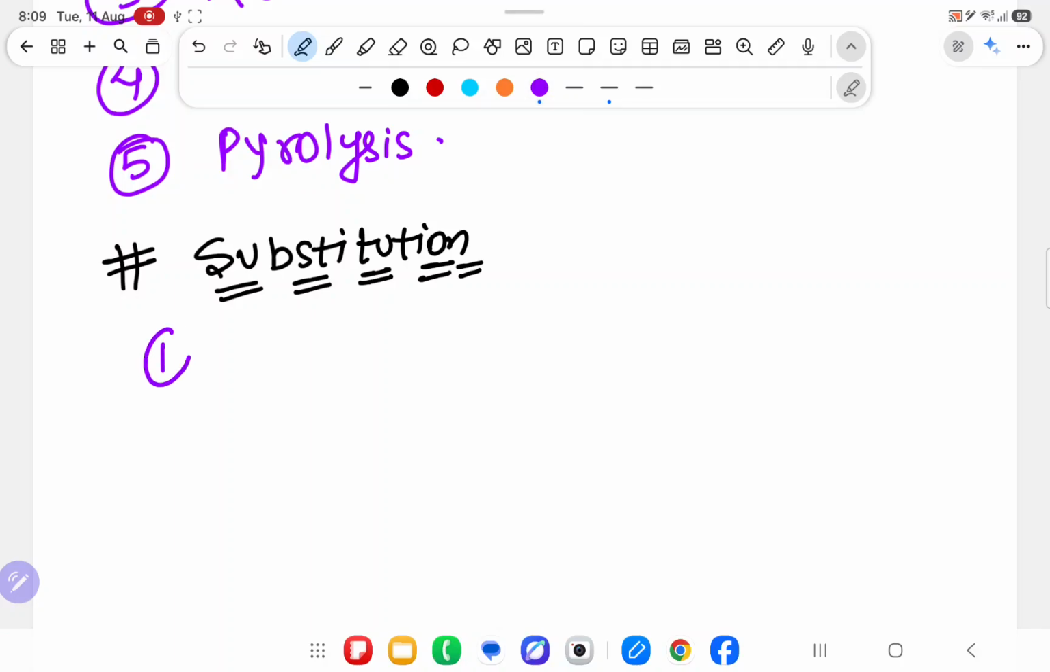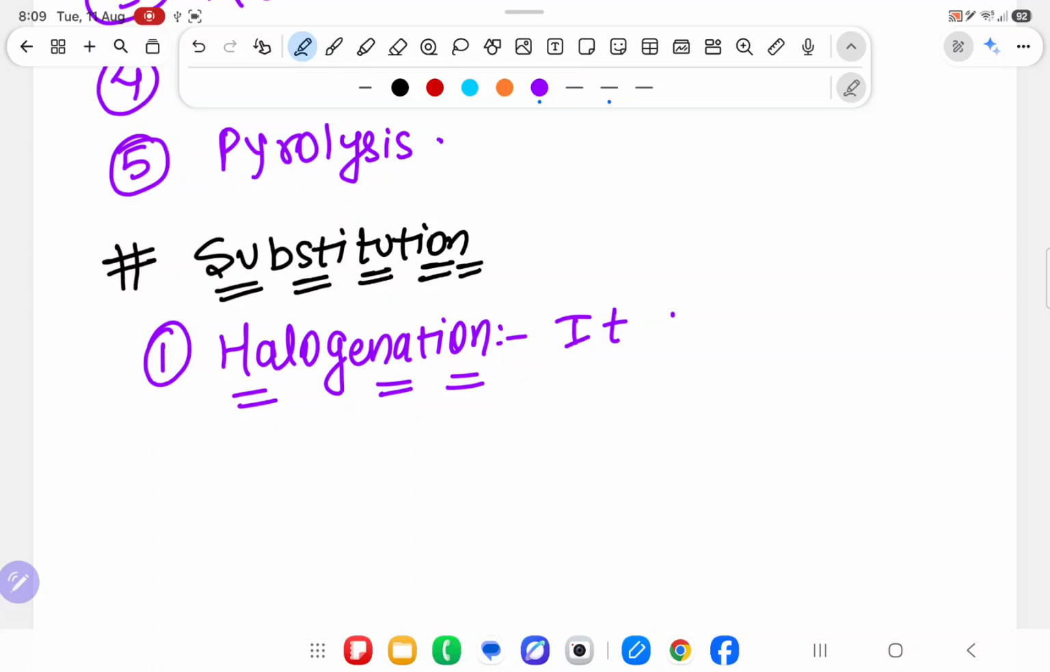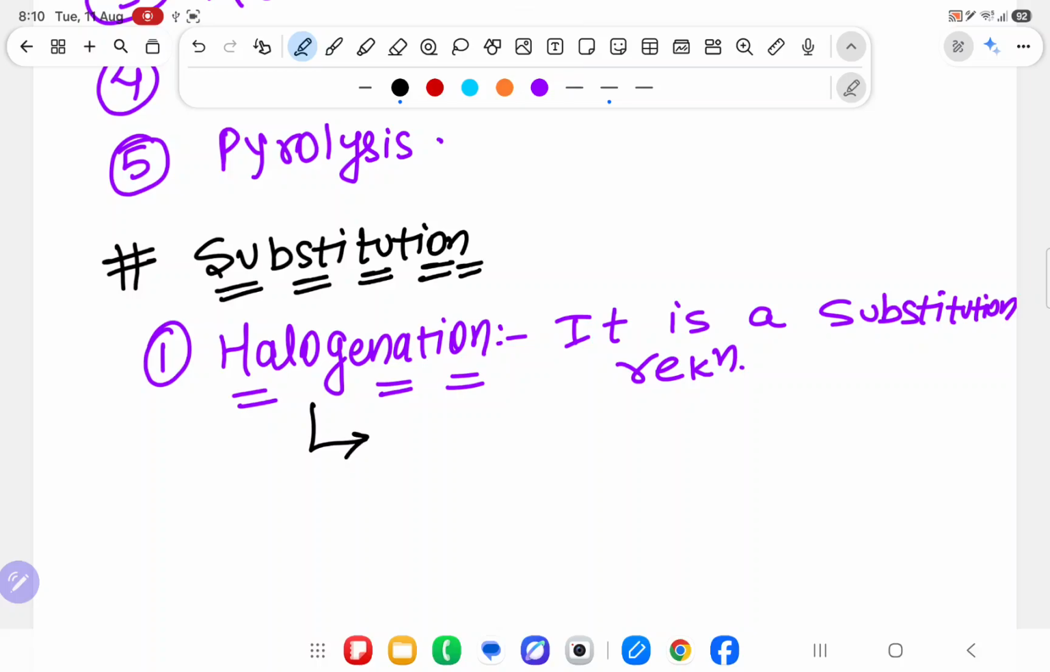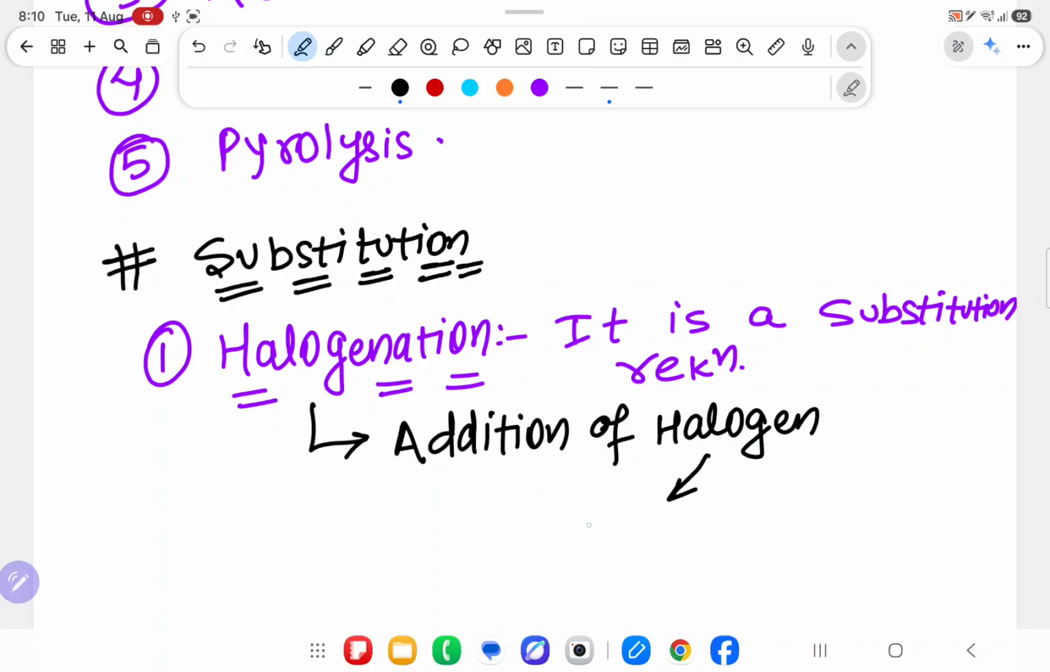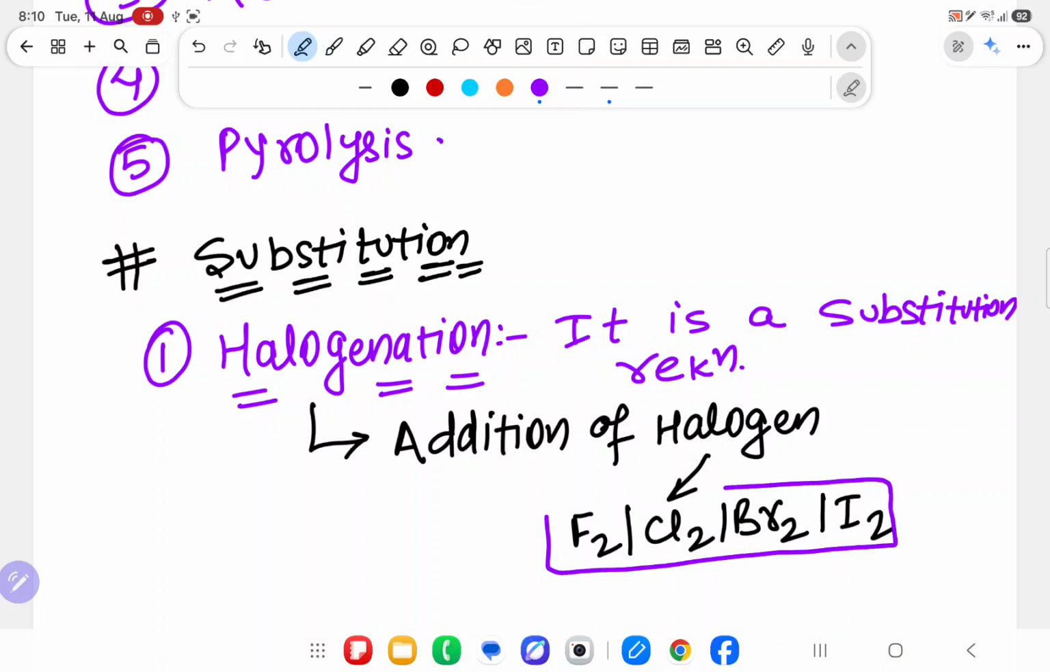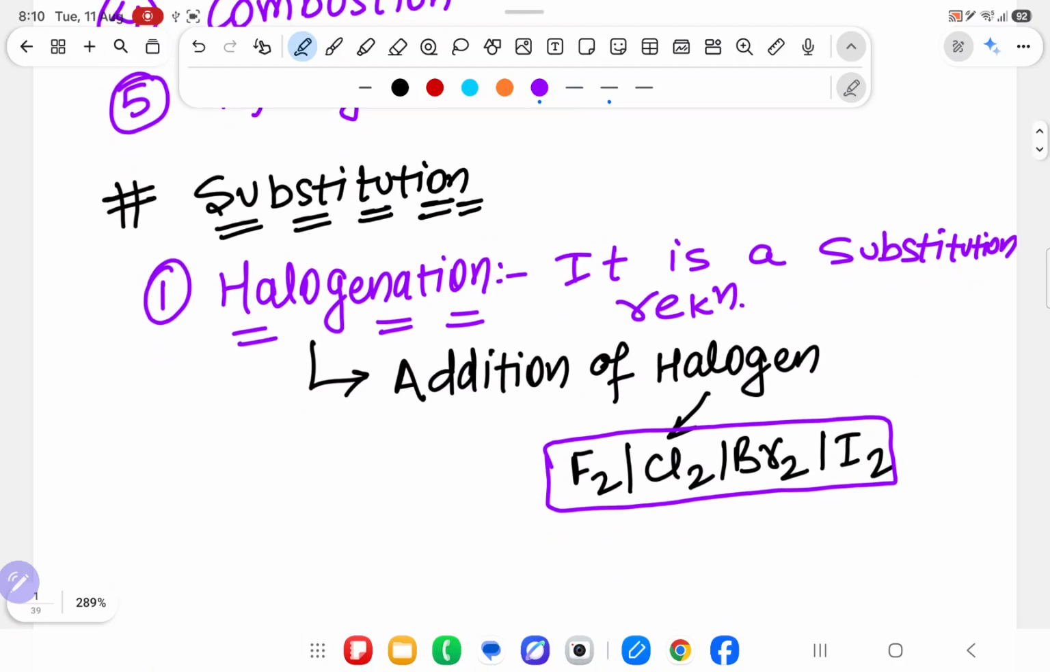In substitution, the first topic I will start is halogenation. Halogenation, first of all, is a substitution reaction. Halogenation means what? Hydrogenation means addition of hydrogen. Halogenation means addition of halogen. What is halogen, sir? Halogens are fluorine, F2, chlorine, Cl2, bromine, Br2, iodine, I2. These are the halogens. So we are going to see the addition of halogen in halogenation by the substitution method.